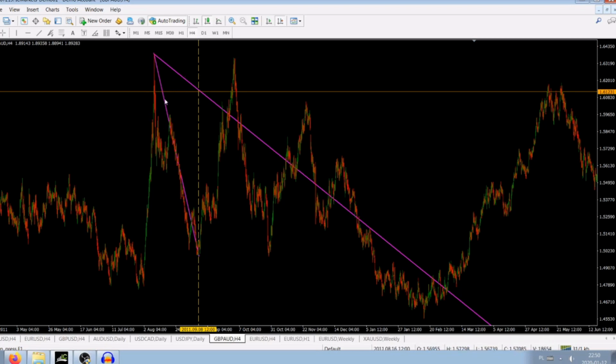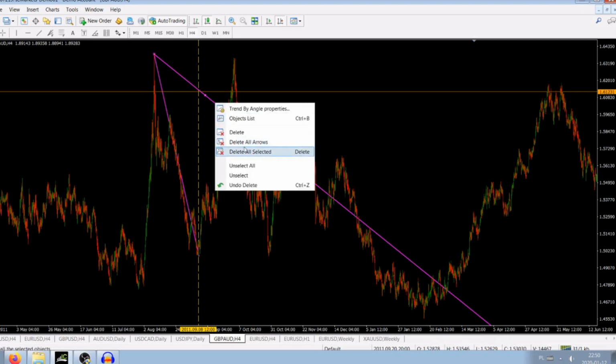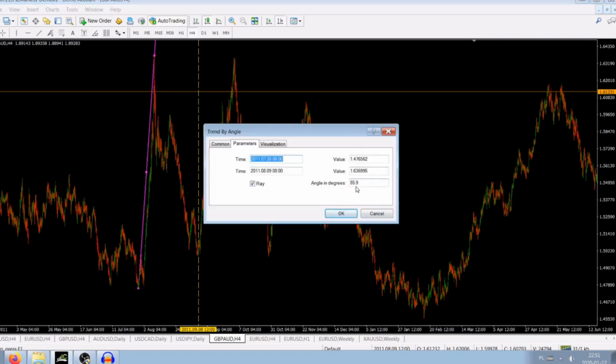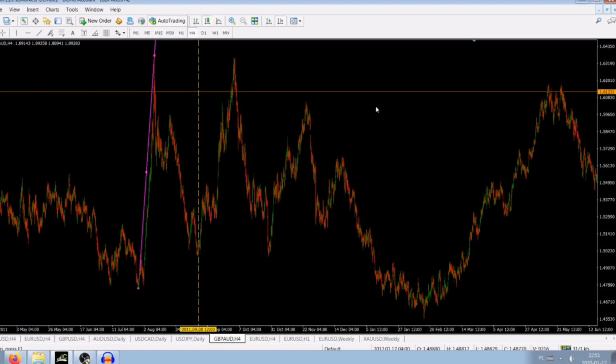Let's find the bottom one. So we just get this one off, and we get this one off. Let me do it quickly. And let's presume that we start from here to here, which is, what angle is this? Let's check the properties: 85.9, so it's nearly 86 degrees. I will leave it. So we've got 86 degrees here, half of 86 makes 43. So let's do a 43 degree angle.